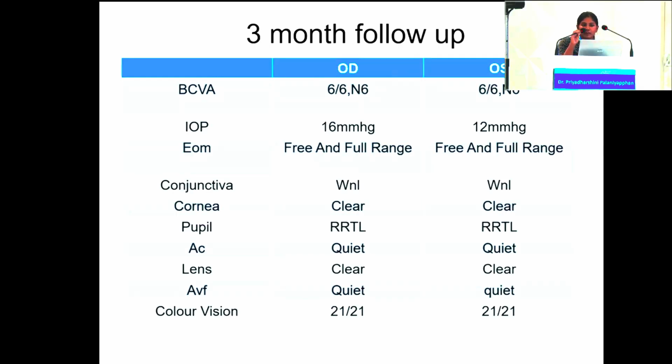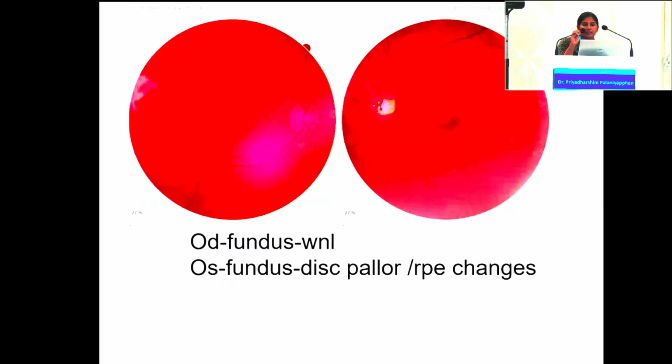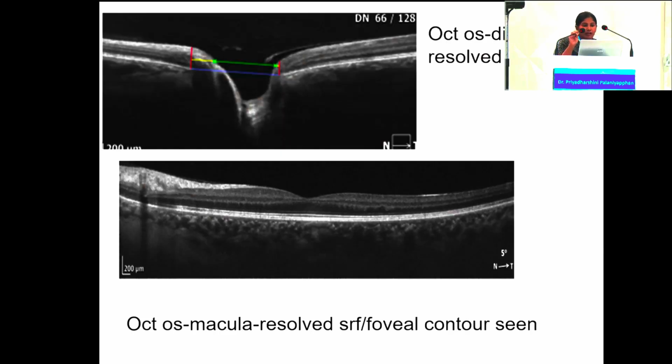On a 3-month follow-up, her vision improved to 6/6 and 6/6. Her eye was quiet. On fundus of the left eye, temporal pallor and RP changes were noted. The macula showed resolved subretinal fluid.